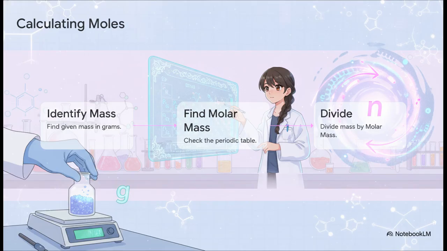So how do we actually calculate this when we're standing at a lab bench? It builds into a very simple, straightforward process. Step 1, identify the given mass of the substance you're working with, let's say in grams. Step 2, determine its specific molar mass by just checking the periodic table. Step 3, simply divide your given mass by that molar mass. That's it. The seemingly intimidating math of chemistry really just boils down to basic division, allowing us to easily calculate the exact number of moles sitting right there on our desk.